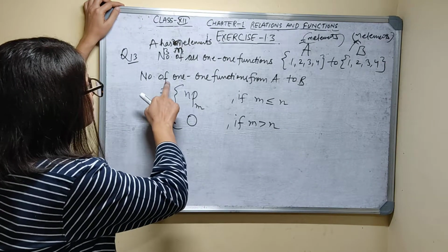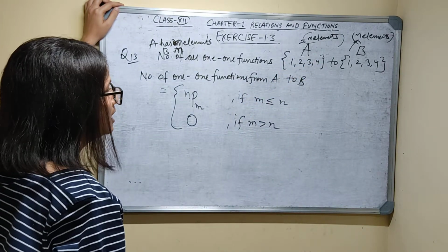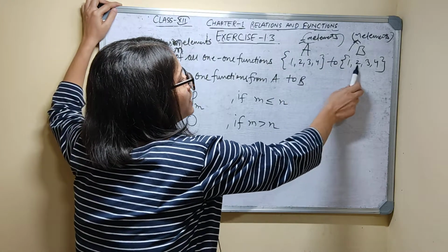So here, for the number of one-one functions from A to B, you can see that the sets A and B are the same. So the elements are the same. Here also 1, 2, 3, 4 elements, and 1, 2, 3, 4 elements.